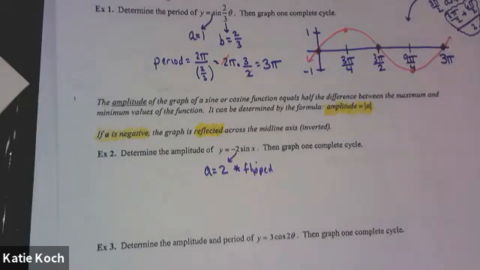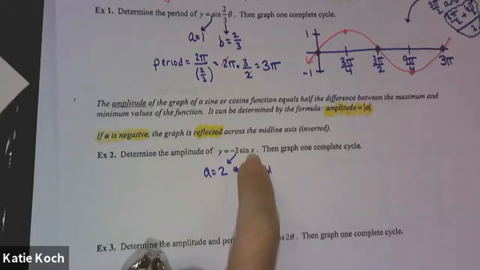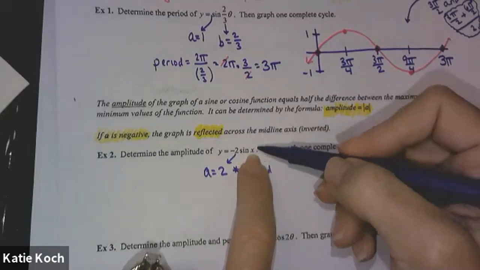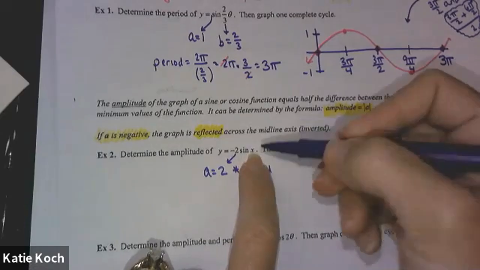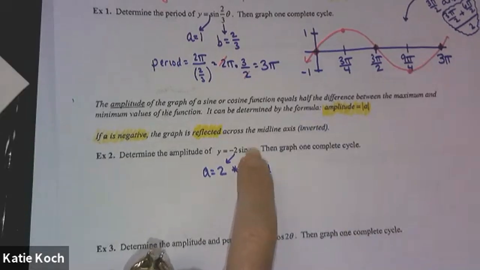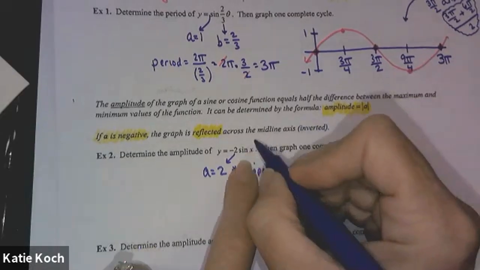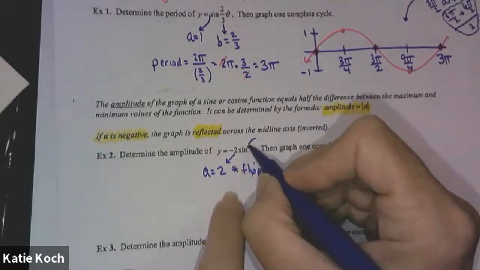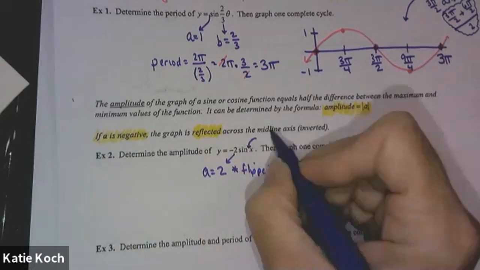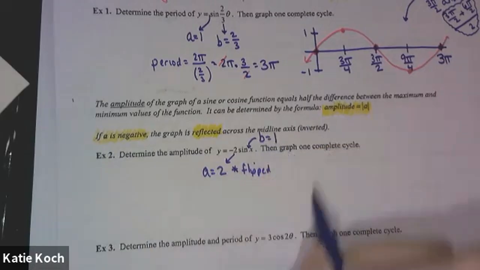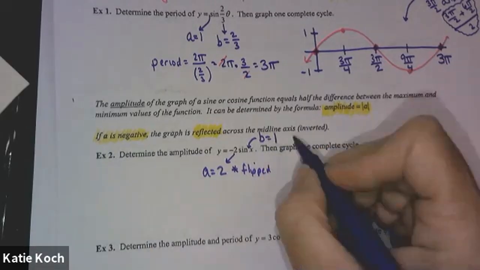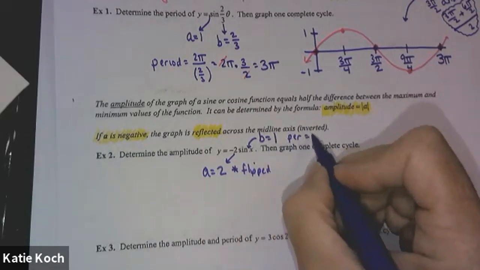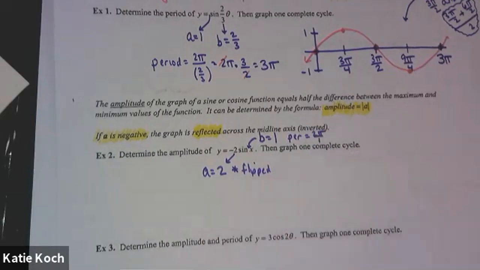Now, don't forget that B number. The B number is in front of the X or in front of the theta. They'll use all sorts of variables here. You can use an X, a theta. Sometimes you see a beta. Okay, you can use any numbers here or any variables here. But in front of the X, that's where your B is always going to be located. So I don't want you to forget to look for B. In this case, B is 1. And so that tells me that the period is 2 pi over 1.